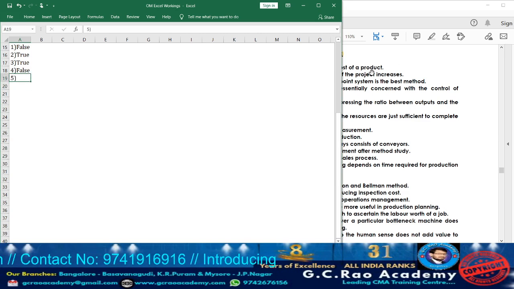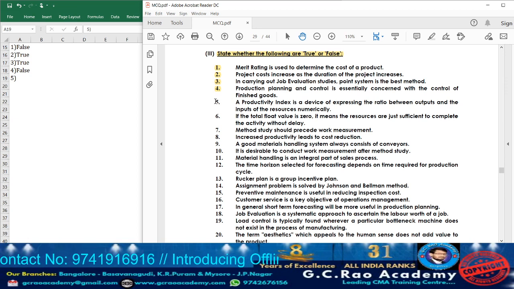Okay, now let us move on to statement 5. What they are telling? A productivity index is a device for expressing the ratio between output and the inputs of the resources numerically. Yes, it is true.